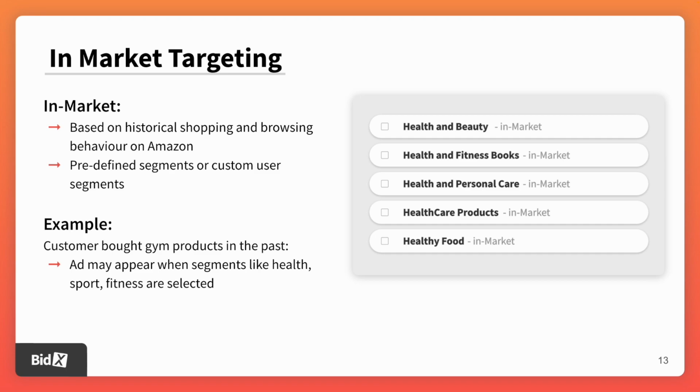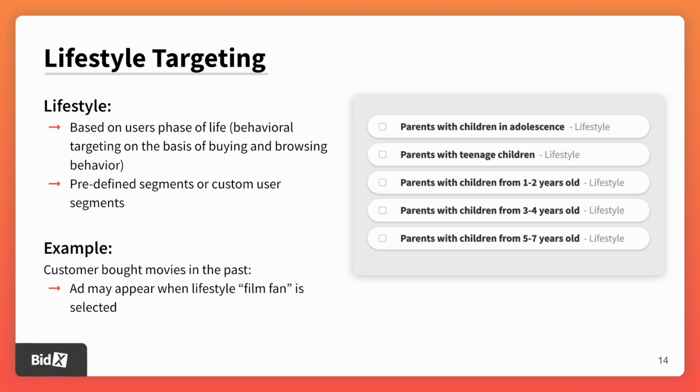If a customer has bought gym products in the past, your ad may appear when segments like health, sport, or fitness are selected. Then next we have the lifestyle targeting. The lifestyle targeting is based on the user's phase of life, and it's also predefined segments or custom user segments. So, for example, if a customer has bought movies in the past, then your ad may appear when the lifestyle film fan is selected. As you can see on the image on the right, you can also target parents with children in different ages, which is, for example, good if you sell toys or stuff like that.